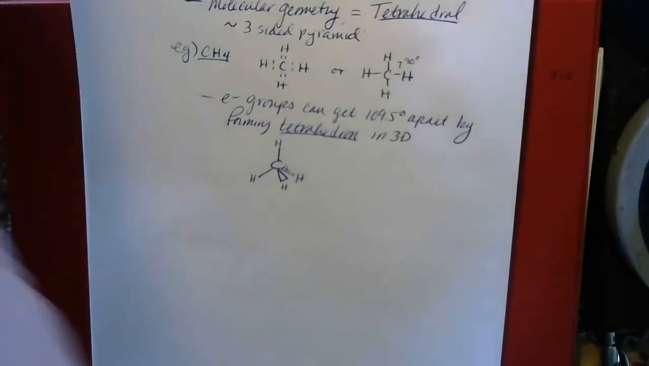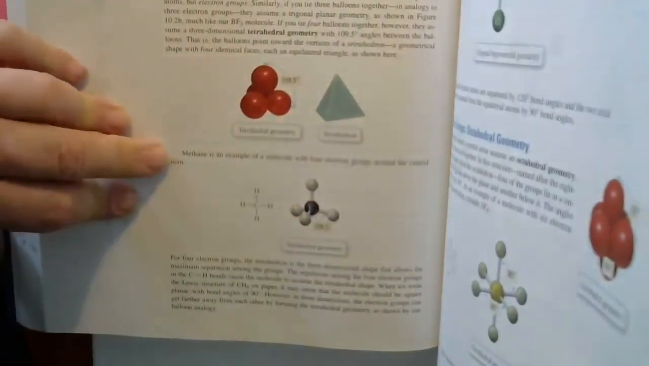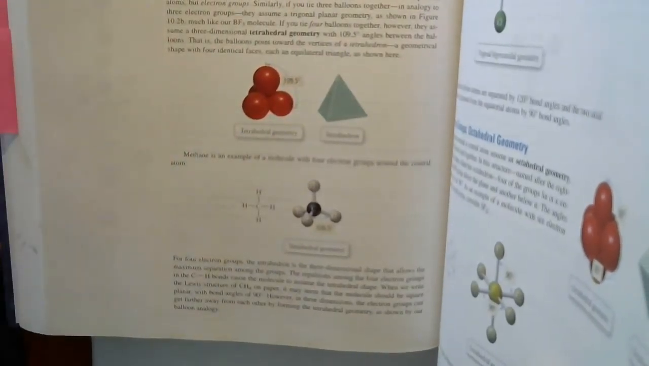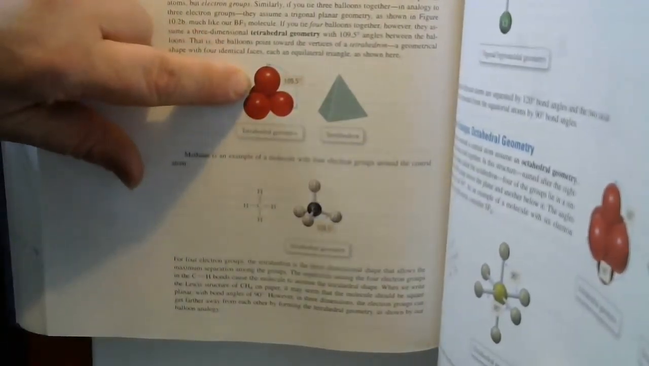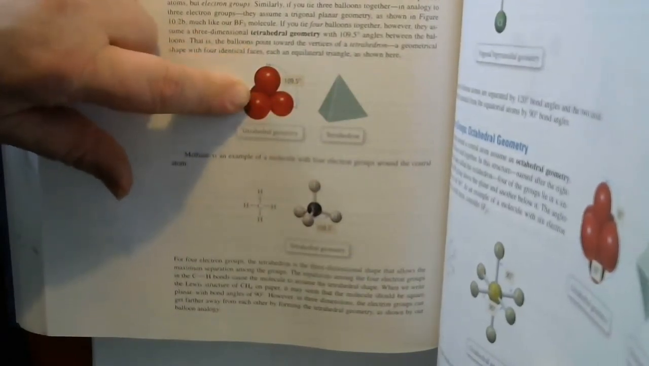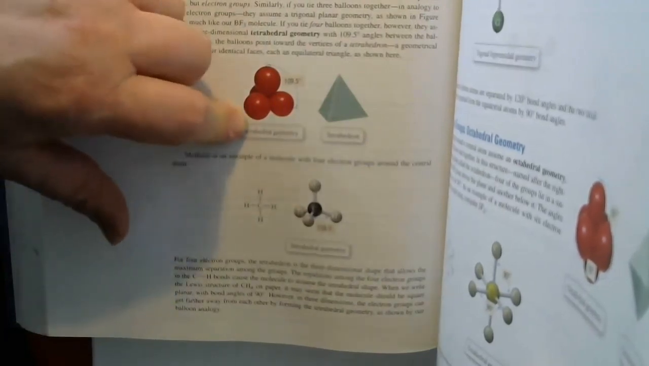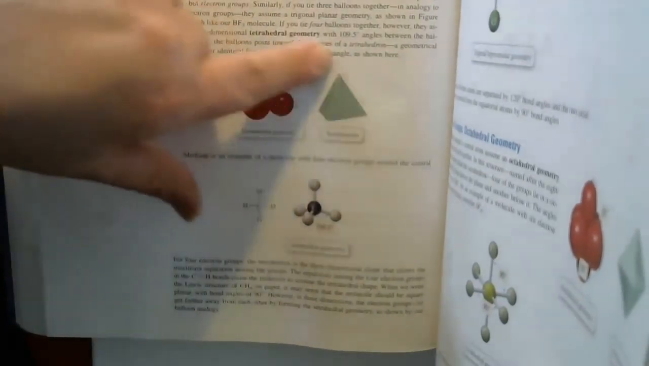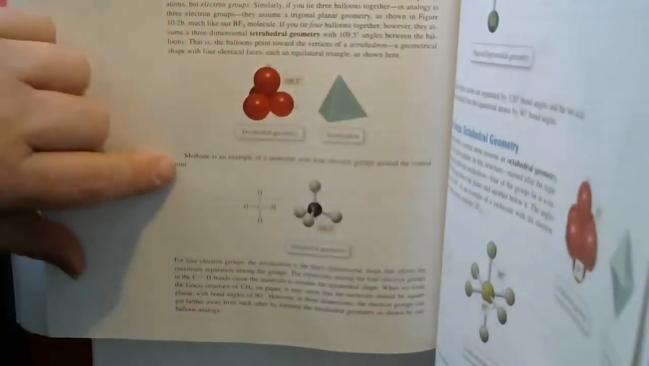Also, there are some diagrams in the book. The book helps you visualize these shapes by saying, think about what would happen if you tied 4 balloons together. The 4 balloons sort of represent the lobes of orbitals. And if you had 4 balloons tied together, they would adopt this kind of shape here, which is a tetrahedron. If you connect the outermost points, furthest away from the center for each of these 4 balloons, you get a tetrahedron, which is a 3-sided pyramid.